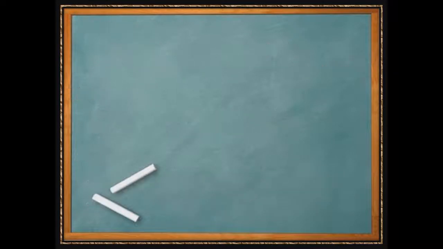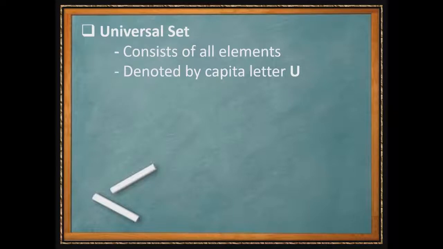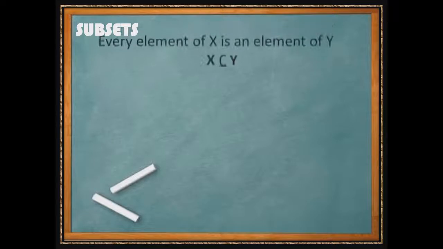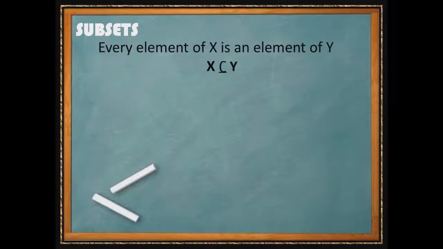Lastly, we have the universal set. These are sets that have all the elements, denoted by the capital letter U. Now let us have the subsets. Subsets mean that every element of X is an element of Y. So it is written in this symbol.